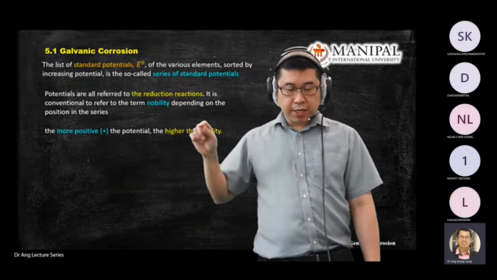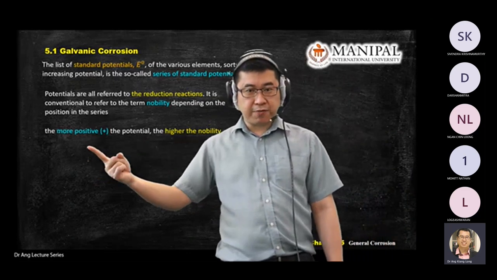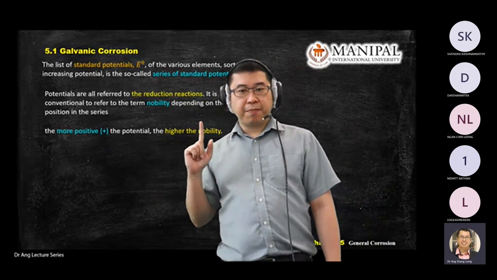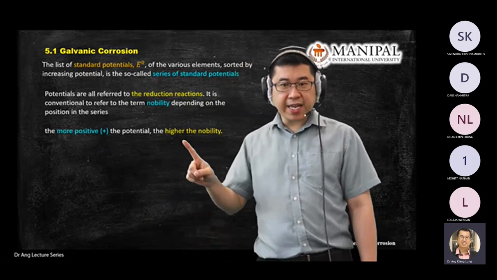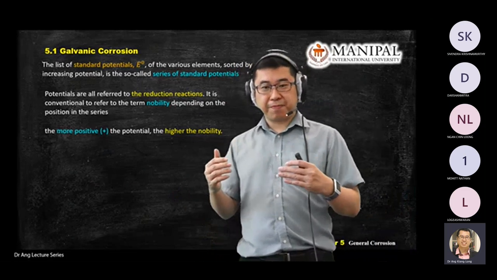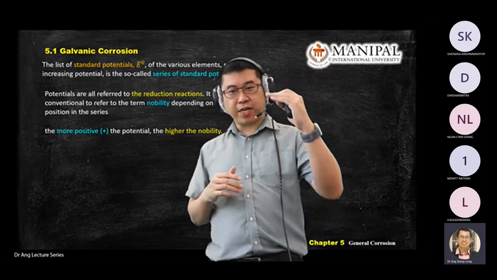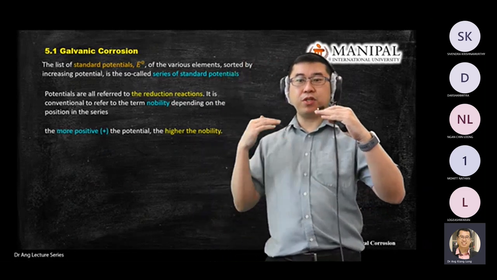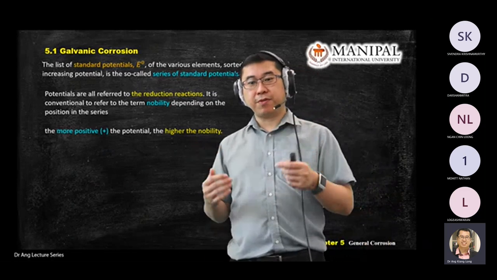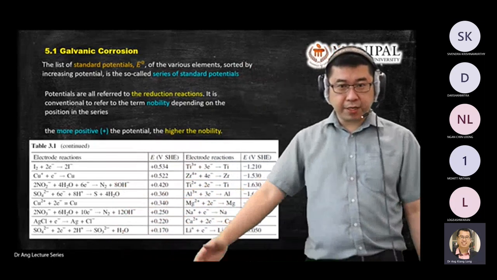So in the table that you see in your handouts, you'll see positive values and negative values. Those values with positive sign will have higher nobility. Now nobility here is not fixed. Nobility here is just a location, or just a level between two metals. Okay, between two metals. So this is an example of the table you see.